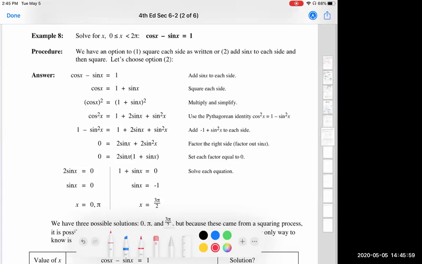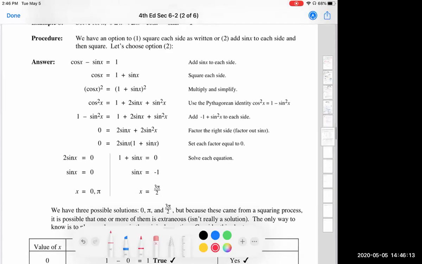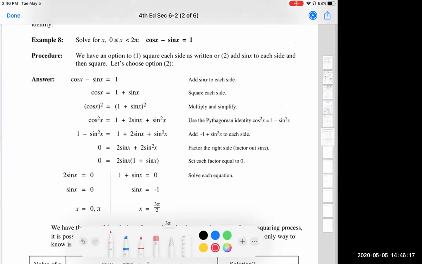All right. So here we have cosine x minus sine x equals 1, and we wish to solve for x between 0 and 2 pi. Let's go ahead and work through this problem. We have an option: 1, square each side as written, or 2, add a sin x to each side, then square. Let's choose option 2.